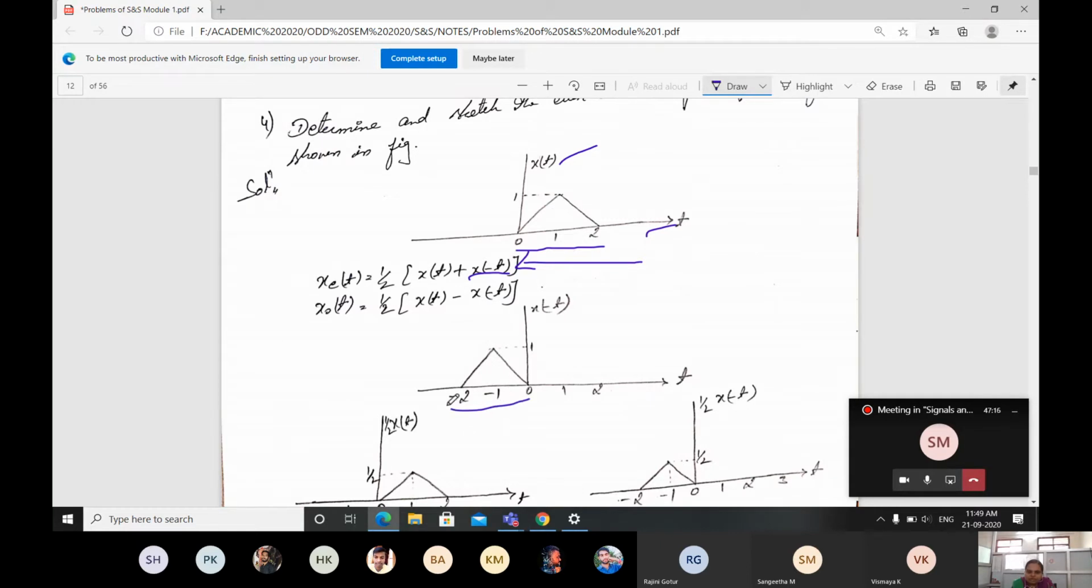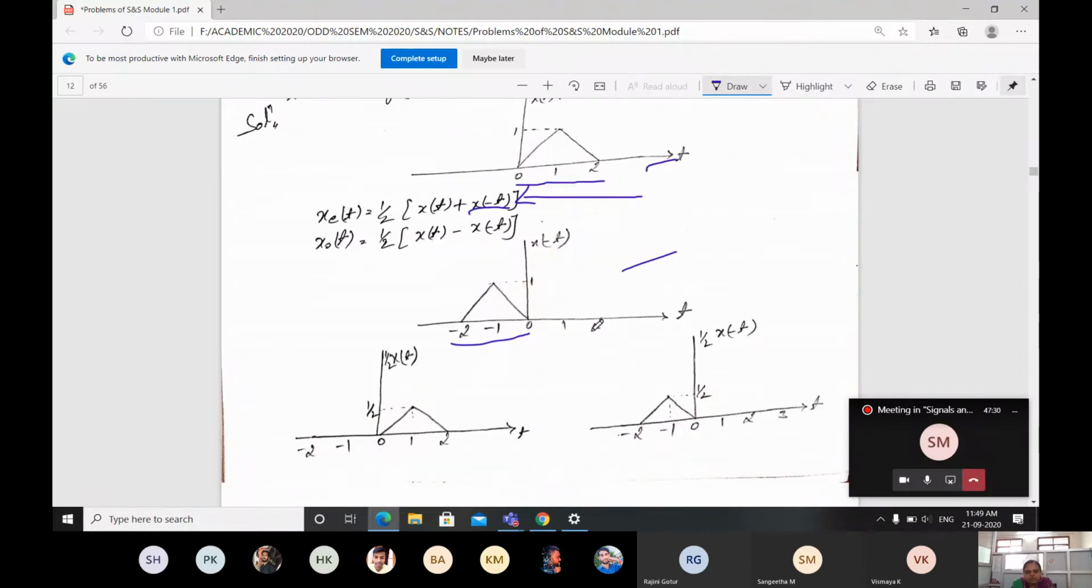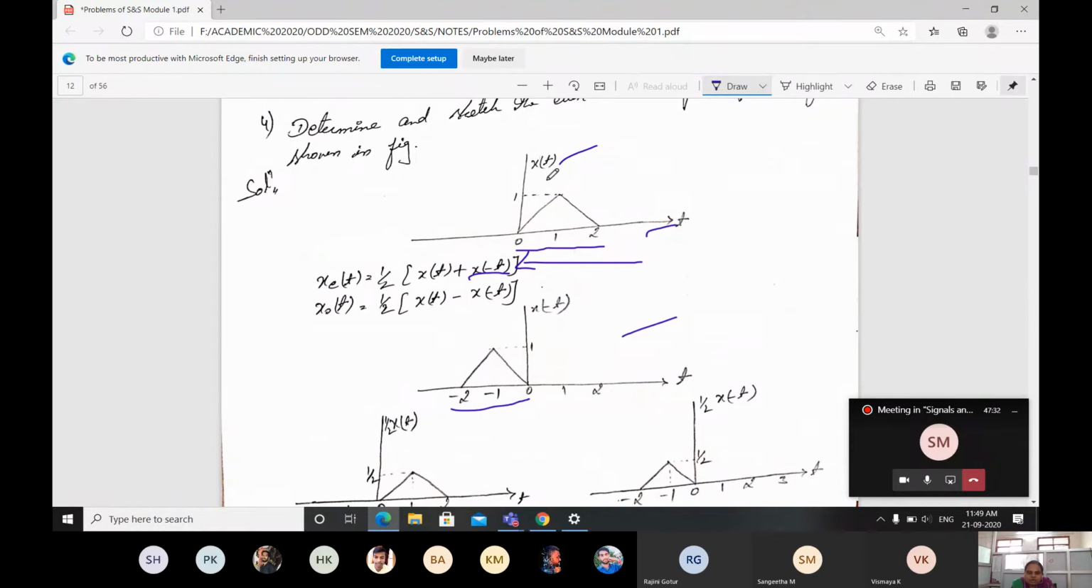In terms of the time function, the reflection of the signal that is in the first quadrant will change to the second quadrant. Okay, this is what the reflection does. This is the signal, this is x of minus t. Next what you have to do, we have to add these two signals, right? And then multiply with 1 by 2.